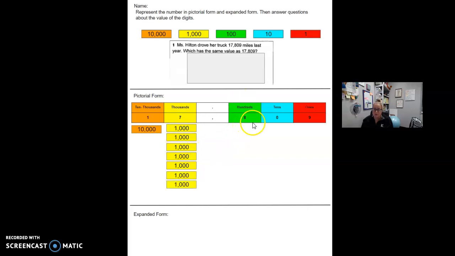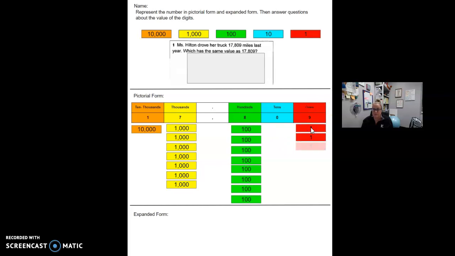Now I'm going to move to my hundreds, and I need 8. 1, 2, 3, 4, 5, 6, 7, 8. How many tens do I need? I don't need any, so I'm going to leave it blank, and I'm going to move to my ones, and I need 9. 1, 2, 3, 4, 5, 6, 7, 8, 9. Now I've modeled it pictorially, and I'm going to use this to help me with my expanded form.